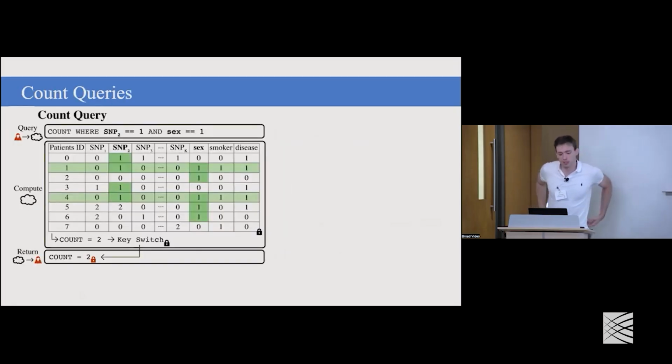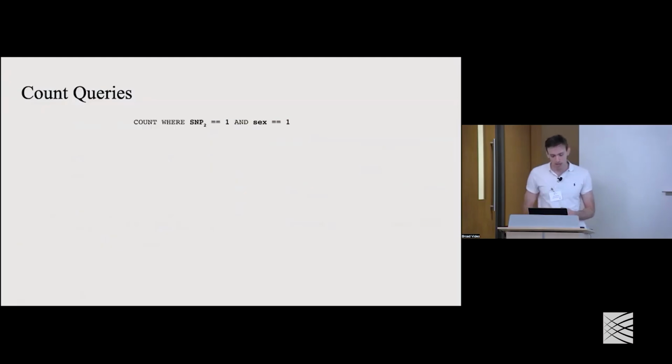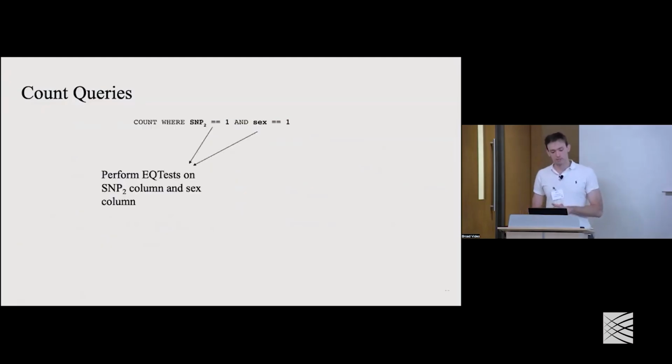So how do we perform a counting query? Let's say a researcher submits: can I count how many patients in this database have SNP2 equal to 1 and sex equal to 1? When this gets sent to the cloud, we want to compute this query and then send it back to the researcher, who can decrypt it using, again, homomorphic encryption. So how do we perform this? Well, when we get this query coming in, we're going to have to first perform equality tests.